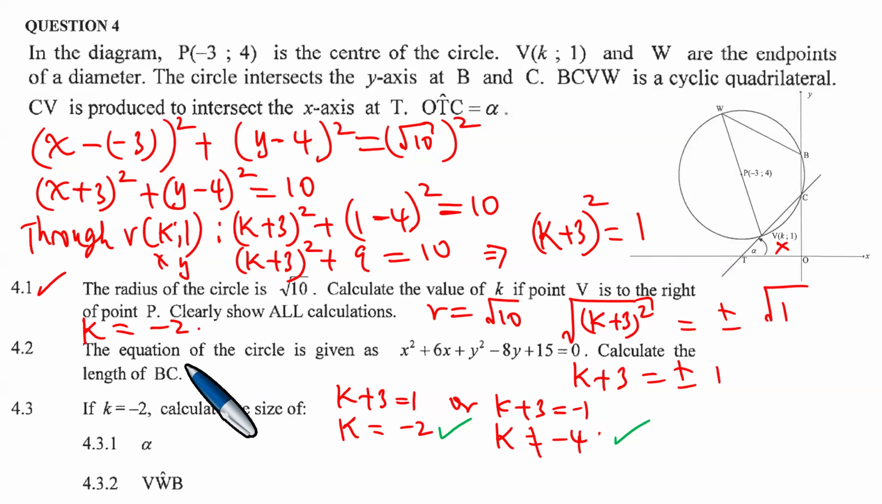And we proceed to solve more problems. What we do next is we have shown all the calculations, and we need to solve 4.2 now. The equation of the circle is given as x squared plus 6x plus y squared minus 8y plus 15 equals 0. Calculate the length of BC. And we continue to determine that.